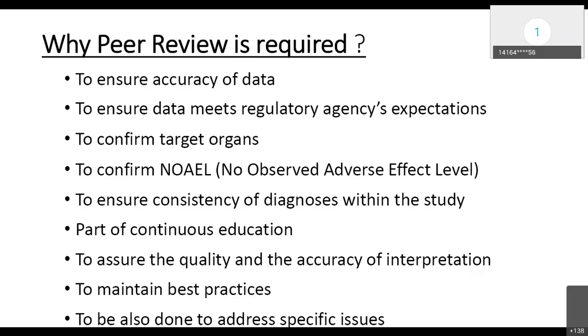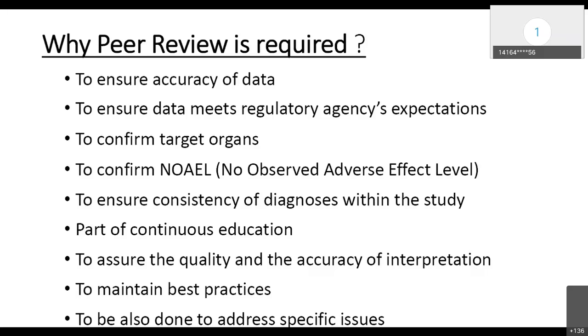So whatever changes or lesions are reported by the original pathologist are to be validated or reviewed by the peer review pathologist. This way, it will be confirmed whether the original pathologist's findings match the second pathologist's findings. So that way you can confirm the target organs, and also confirm the NOEL. NOEL is no observed adverse effect level.